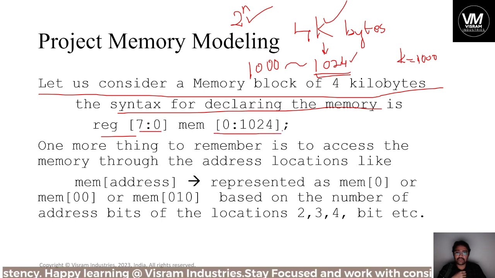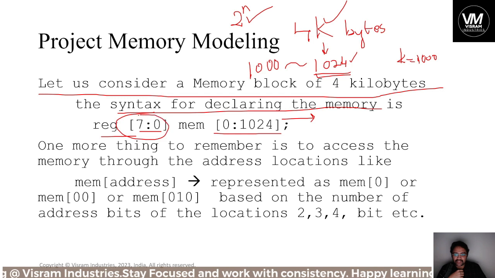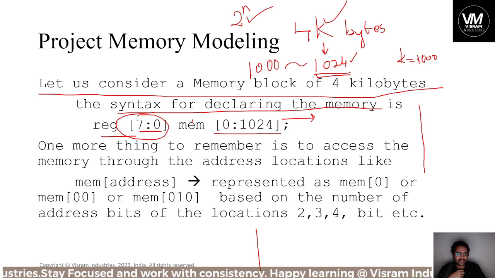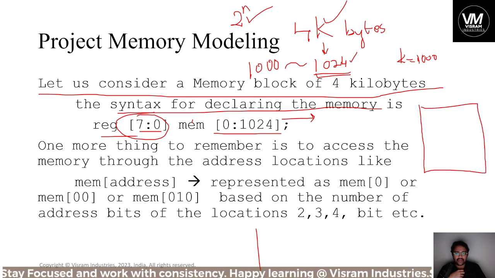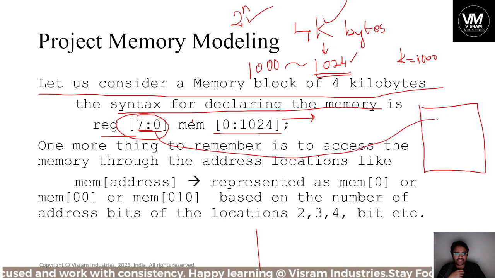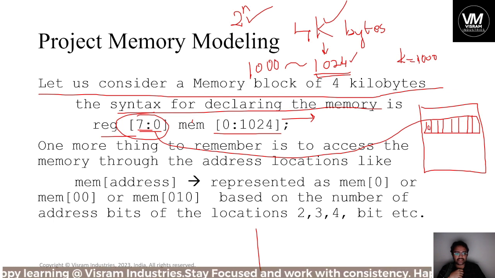Then the syntax of declaring the memory is reg [7:0] mem [0:1024]. Why is it considered in this way? Because this represents that memory. Let us consider this. If this is the memory, [7:0] should be representing the number of bits: 1, 2, 3, 4, 5, 6 and 7. So it is representing different locations. Let us say 0, 1, 1, 0, 0 and 1, 1, 1, 0.